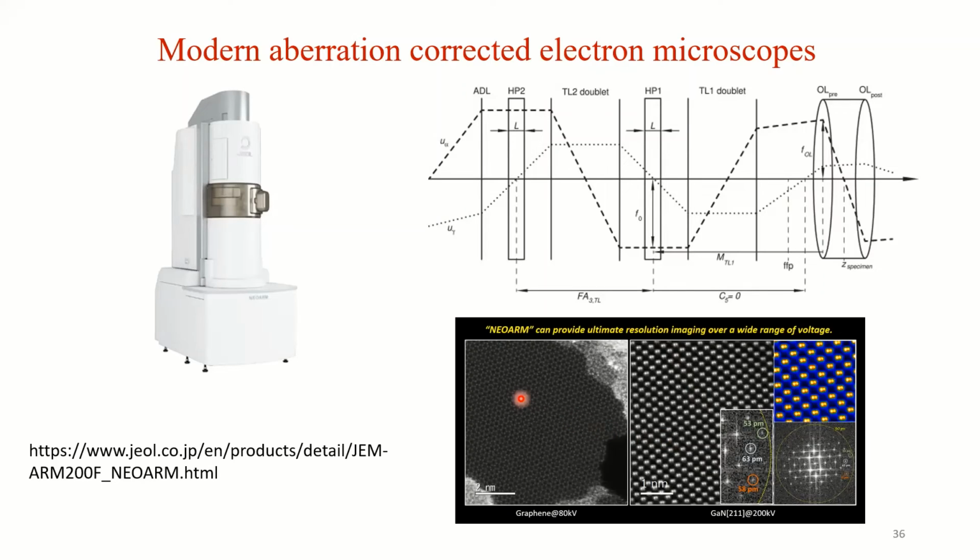So we have three definitions of resolution. We have structure image resolution, which is the Scherzer resolution, where you map at the first zero of the transfer function. Then you have lattice fringe resolution, which is twice that of the Scherzer resolution.